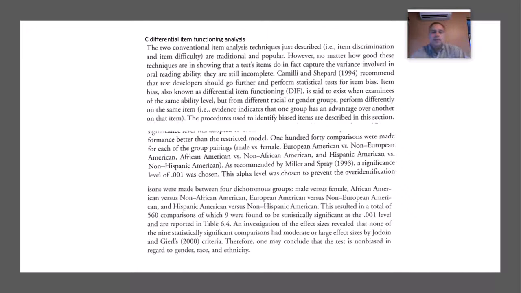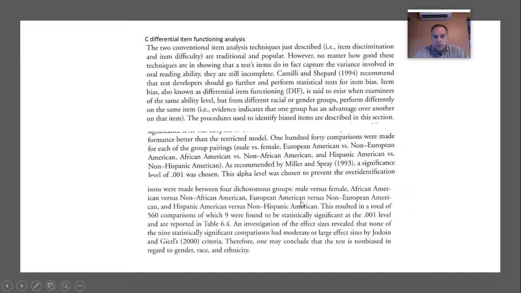140 comparisons were made for each of the group pairings, male-female, European versus non-European, etc., and a significance level of 0.001 was chosen. I'm not sure I understand that significance level, but it seems pretty low. So I assume that means there's a narrow tolerance in what can be differing answers to these questions.